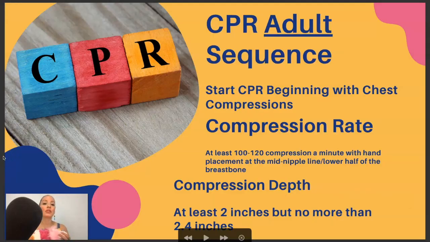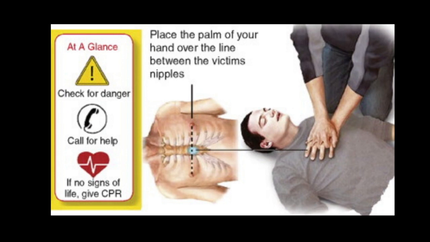So then you would initiate CPR, and remember with CAB, you would begin with chest compressions. The compression rate is at least 100 to 120 compressions per minute with hand placement at the mid-nipple line, lower half of the breastbone. And they do ask on the test the depth, and they do ask the compression rate.